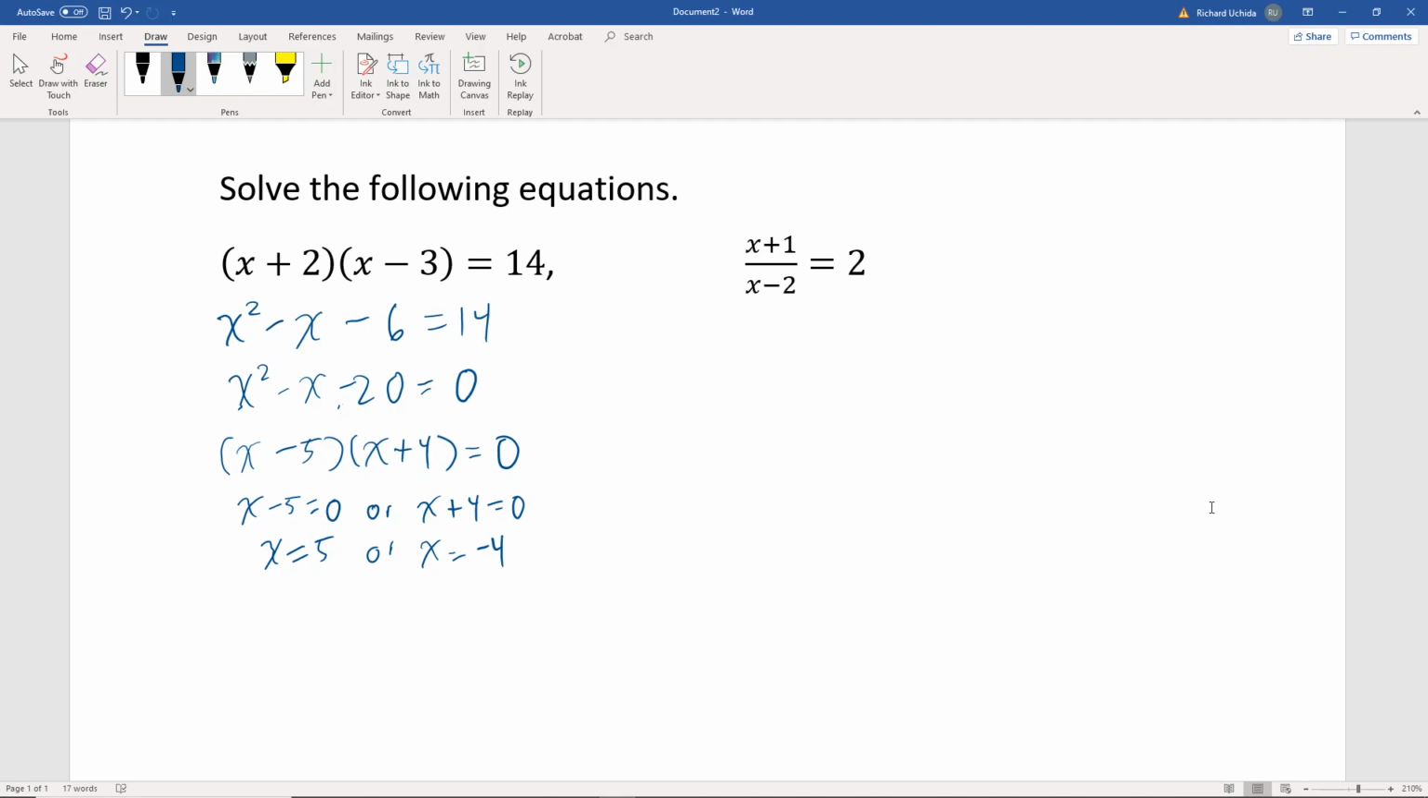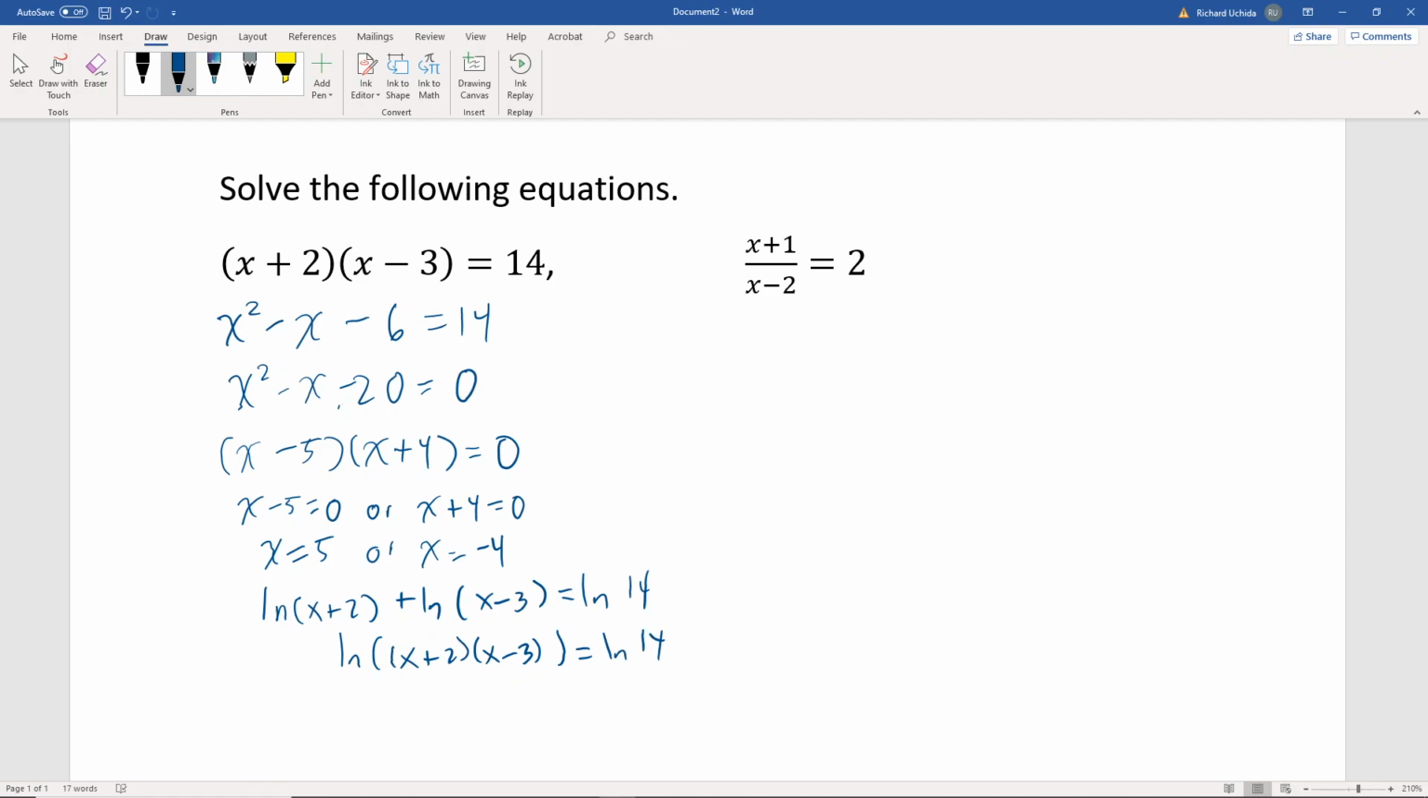Now, just to show you how this relates to solving some logarithmic equations, what we may see is something like this. If we had, let's say, the natural log of x plus 2 plus the natural log of x minus 3 equals the natural log of 14. Using the product rule of logarithms, we could combine the two logarithms on the left-hand side together. So we'd have the natural log of x plus 2 times x minus 3 equals the natural log of 14.